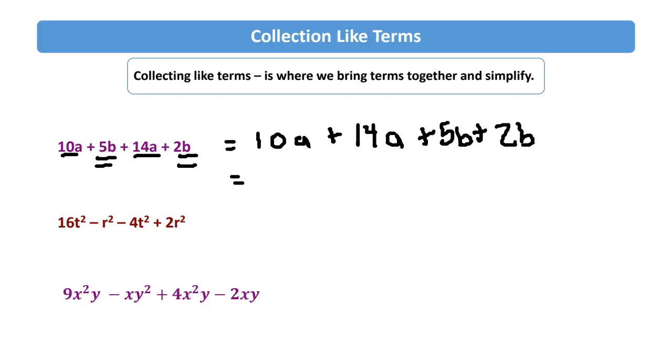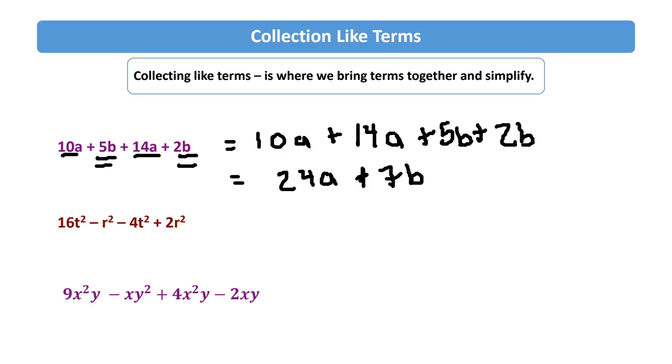So we have the 10a plus 14a, so that's going to give me 24a. I'm taking just the 10, adding the 14, that gives me 24a, and then I'm going to add the 5 and the 2, so I get 7b. So my simplified expression, because usually it says simplify the expression, is 24a plus 7b. That's as simplified as I can get. Can I combine these a's and b's? No, they're not the same variable, so I cannot combine them. That's as simplified as I can get, so this would be your final answer.